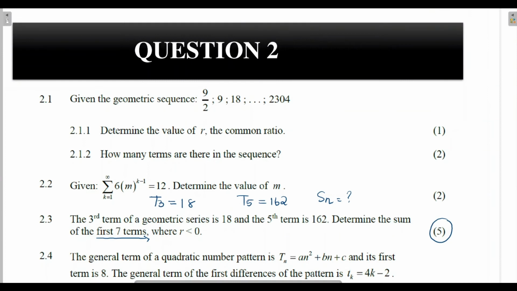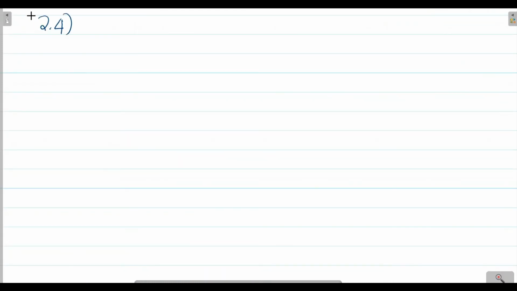Right, guys, let's go on to the last question. Question 2.4. The general term of a quadratic number pattern is Tn equal to an squared plus bn plus c, and its first term is 8. So we know that this is question 2.4, and we're dealing with a quadratic sequence.